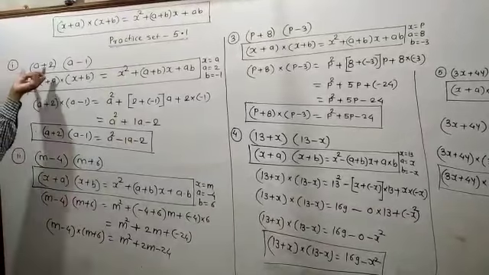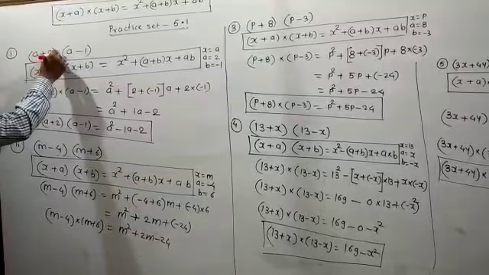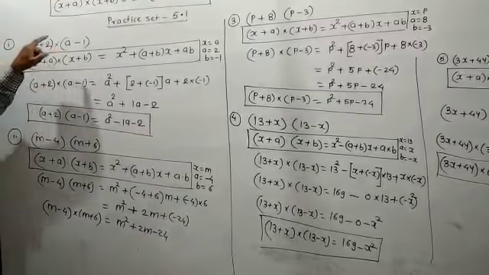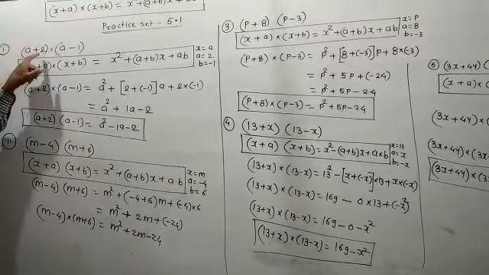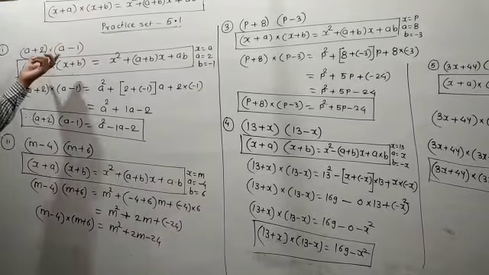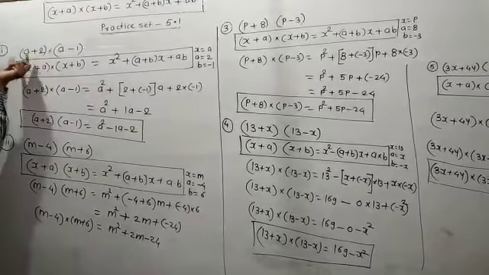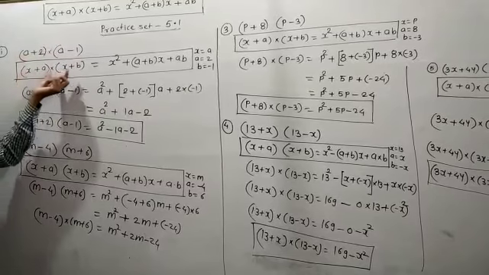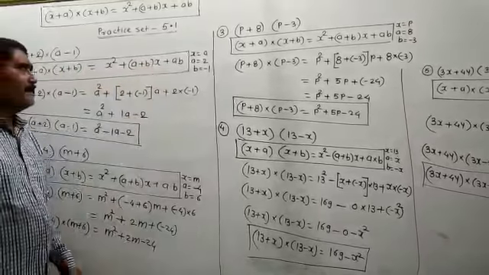Here, the first example is (a + 2)(a − 1), which you have to find out. This is in the form where here is x, here is x, here is a, here is 2, here is 1; this one is a and this one is b. So you have to utilize this formula in this example. If this x is the same, then you have to utilize the formula (x + a)(x + b) = x² + (a + b)x + ab.